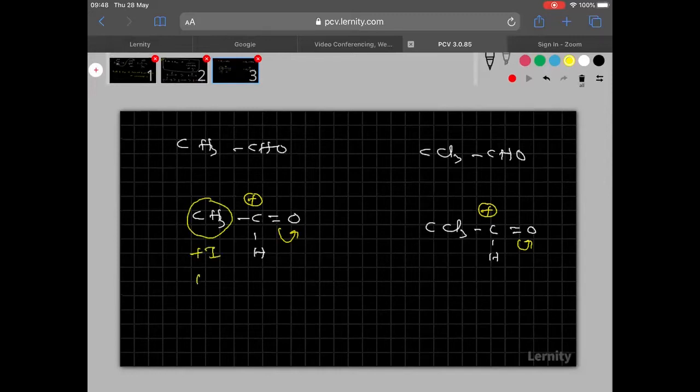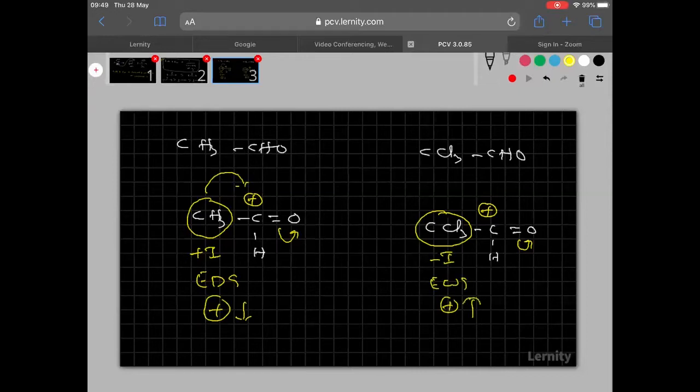Plus I group means what? Electron donating group. So it donates electrons to the carbon. As a result, what happened to the positive charge? It decreases. But here CCl3 is there, and CCl3 is a minus I group, that means an electron withdrawing group. So what happened to the positive charge here? It increases.